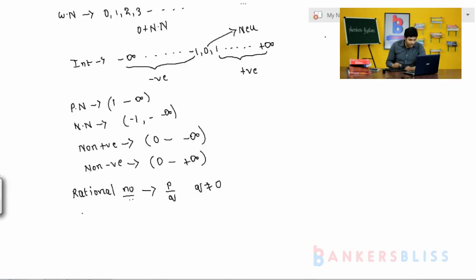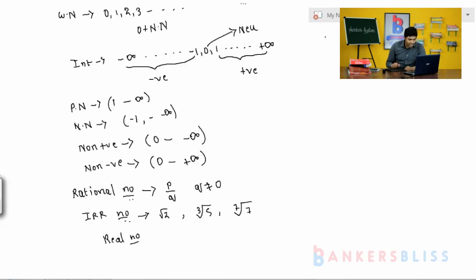Next, irrational numbers, for example root 2, cube root 5, 7th root 7. These numbers are called irrational numbers. It is a separate category. Next, you have real numbers.